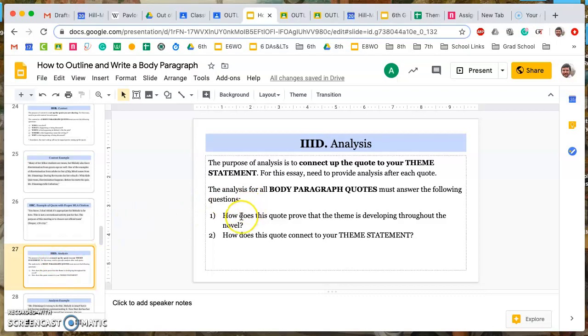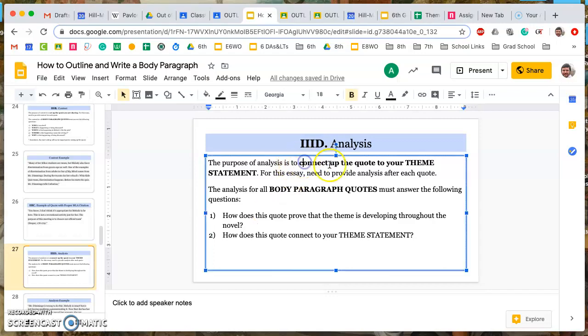And same story with analysis. You are answering a few questions with the analysis. And again, like the context, we're looking for about 4 sentences. Analysis, we're looking for about 3 to 4 sentences as well. And the purpose of analysis, again, is to connect the quote to your theme statement. For this essay, you need to provide analysis after each quote. The analysis for body paragraph quotes must answer all of the following questions. How does this quote prove that there is a theme developing throughout the novel? How does this quote connect to your theme statement?